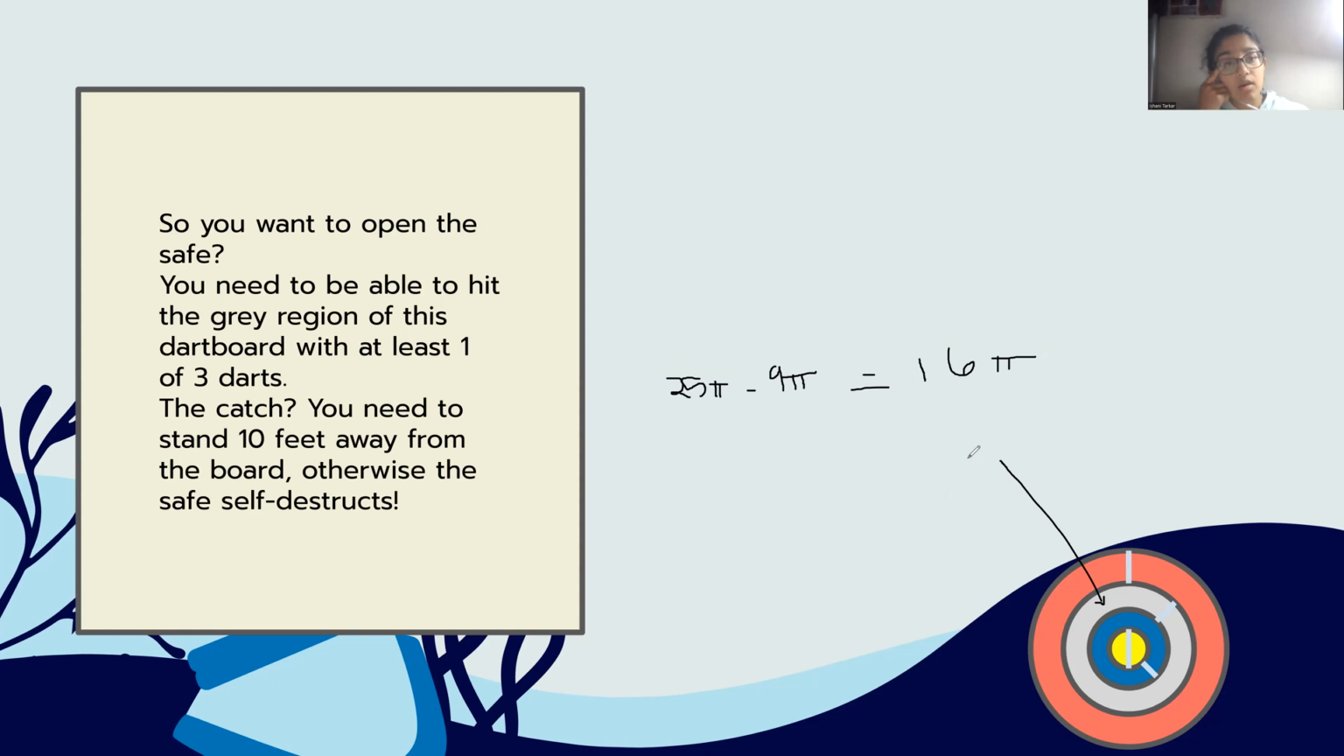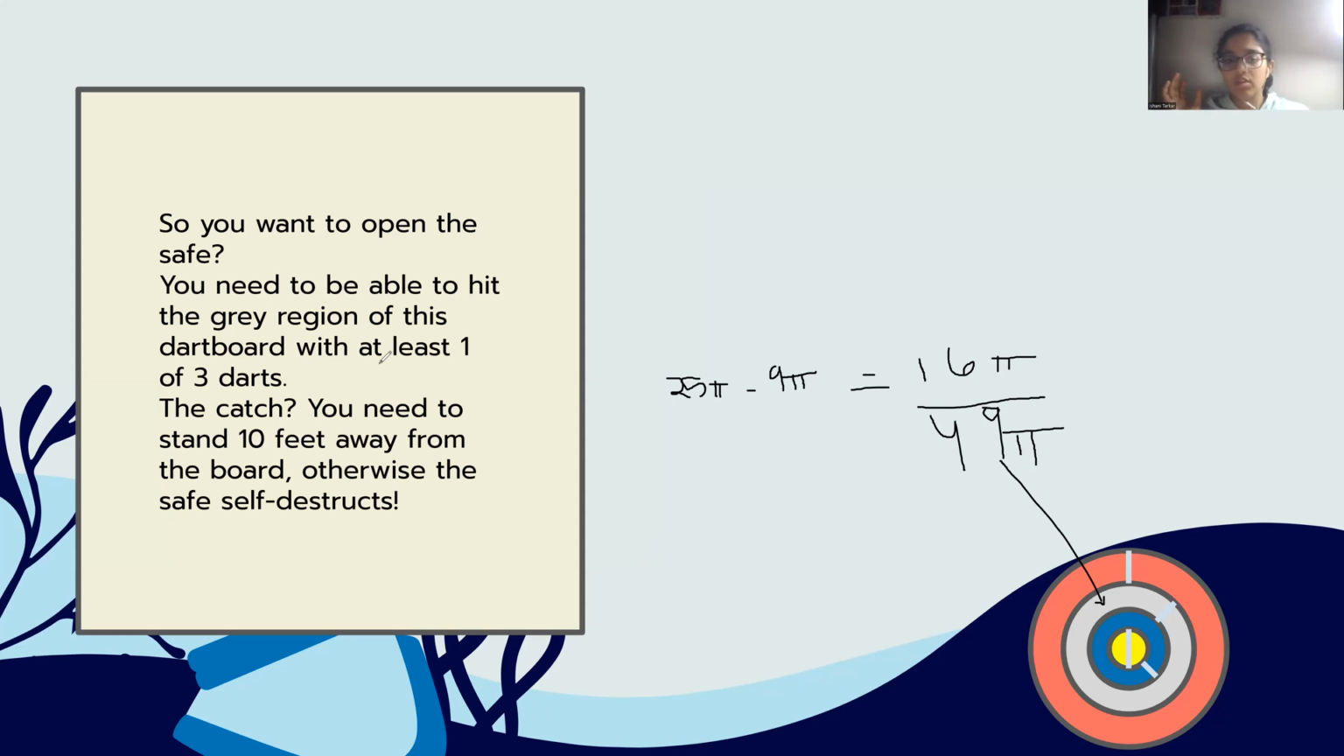Now we want to find the probability of hitting the gray region, right? So 16 pi out of the total of 49 pi, because that would be the area of everything inside the outermost circle, would be the probability of hitting the gray region with each of the darts. You would have a 16/49 probability each time. So now you want to find the probability you hit it with at least one of the 3 darts.